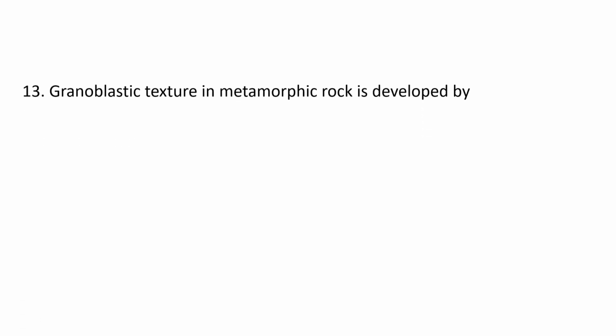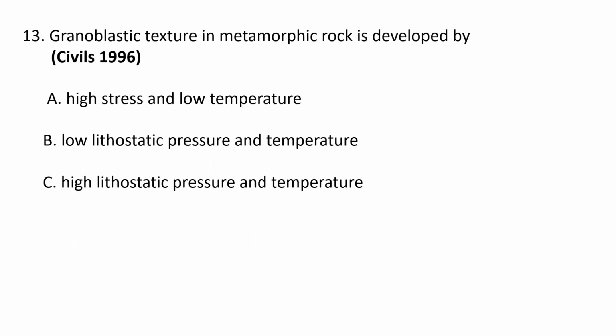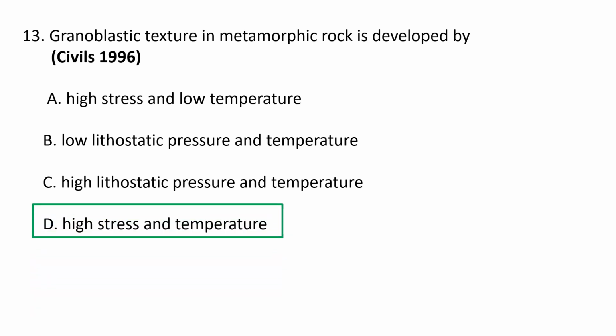Next question. Granoblastic texture in metamorphic rock is developed by A. High stress and low temperature. B. Low lithostatic pressure and temperature. C. High lithostatic pressure and temperature. And D. High stress and temperature. So the correct answer is D. High stress and temperature. These are the characteristic features of granoblastic textures in metamorphic rocks.